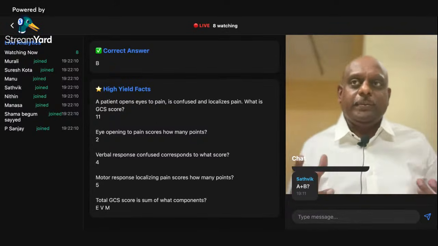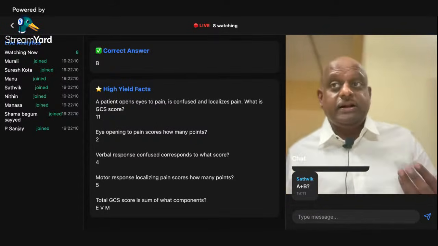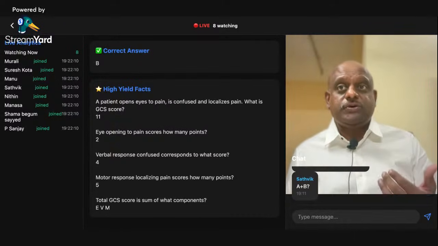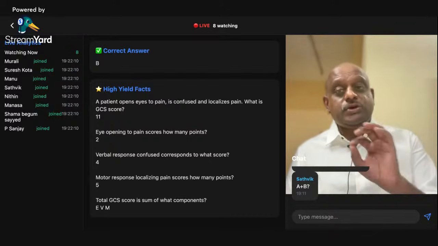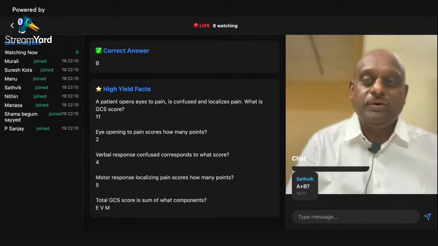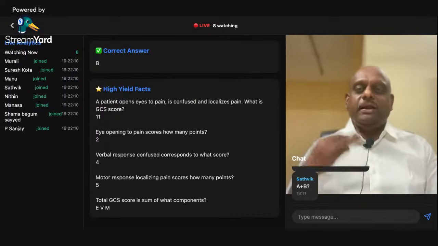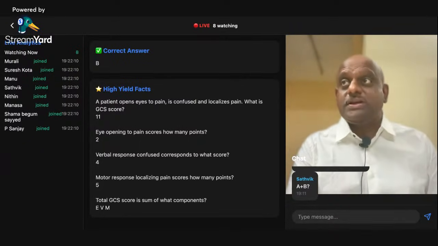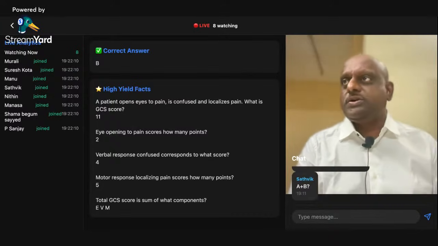So a patient opens eyes to pain, is confused, localizes the pain. 11. Eye opening is 2. Verbal response, confused, corresponds to 4. Motor response, localizing the pain, 5. So minimum is 3, maximum is 15. So the GCS you need to be doubly sure about, doctor.